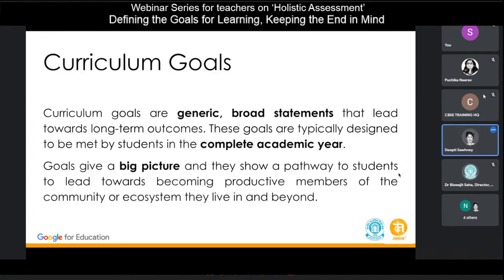Next, please. So what are the goals then? So as we move up on the pyramid, we have the broad generic statements that, if you can see, it can be the same for the complete academic year as well. So they are bigger picture. They can be for the complete academic year, or it can be for the whole of your school life. So they are big picture statements that you have for your learning in the classroom, learning beyond the classroom as well. So we move on to learning objectives.